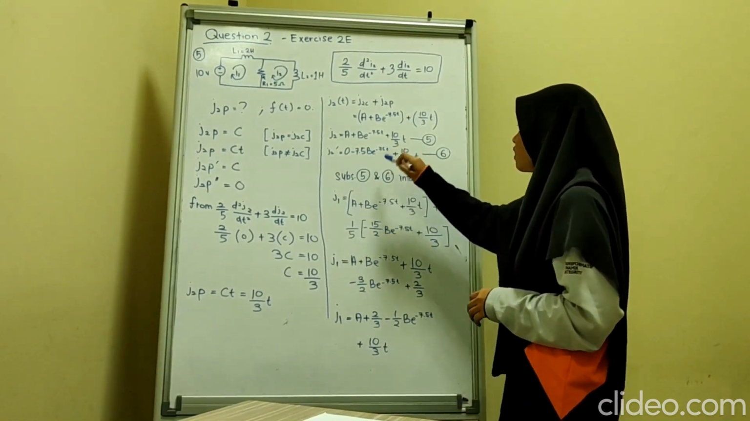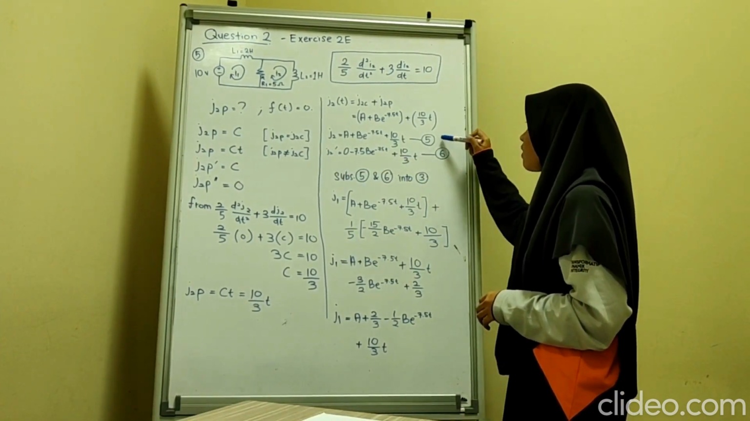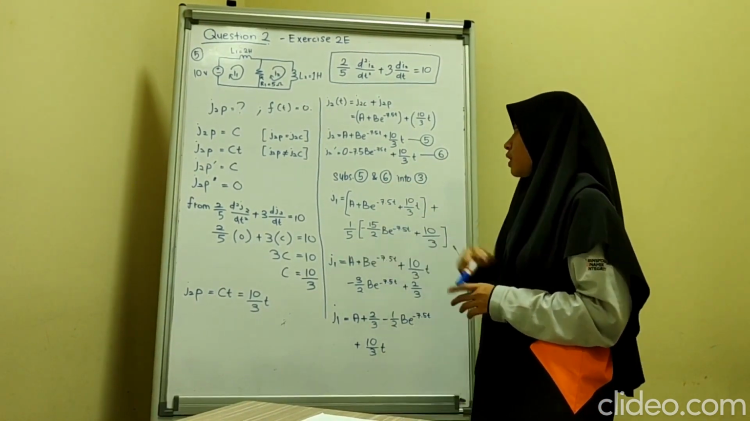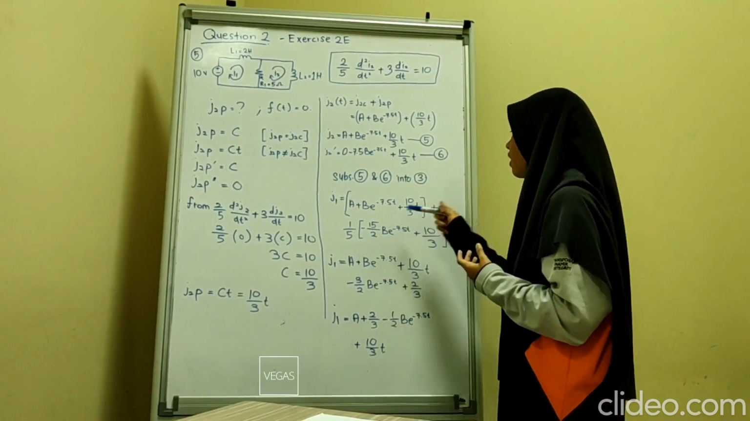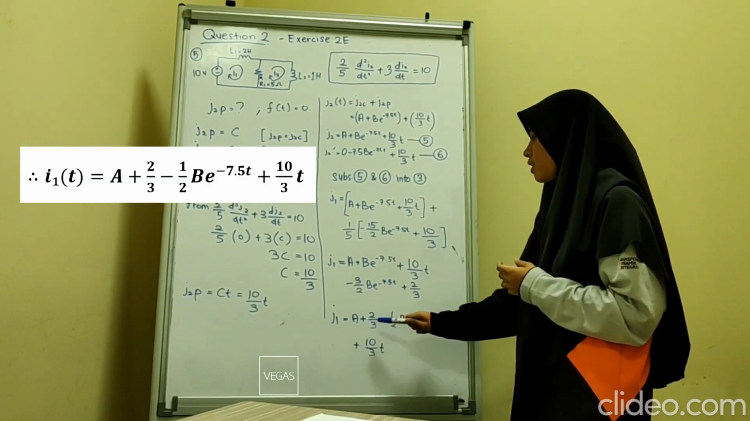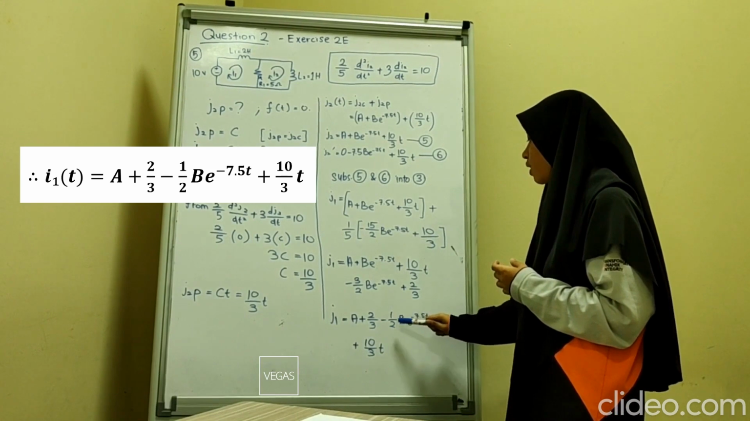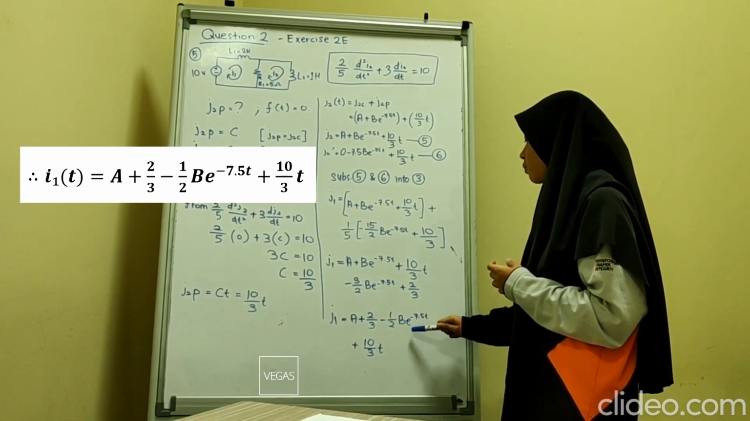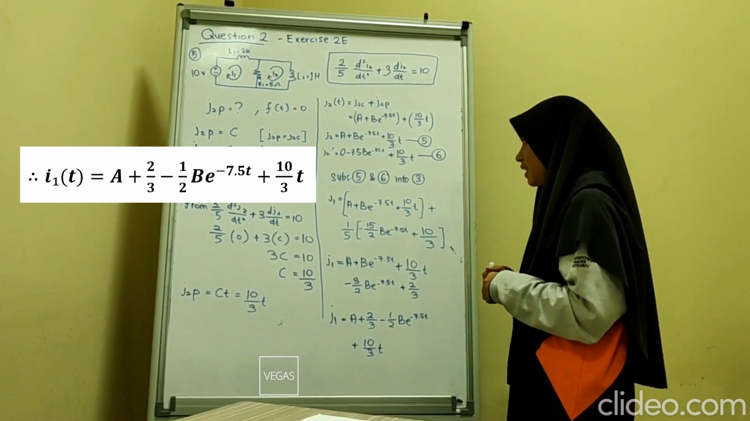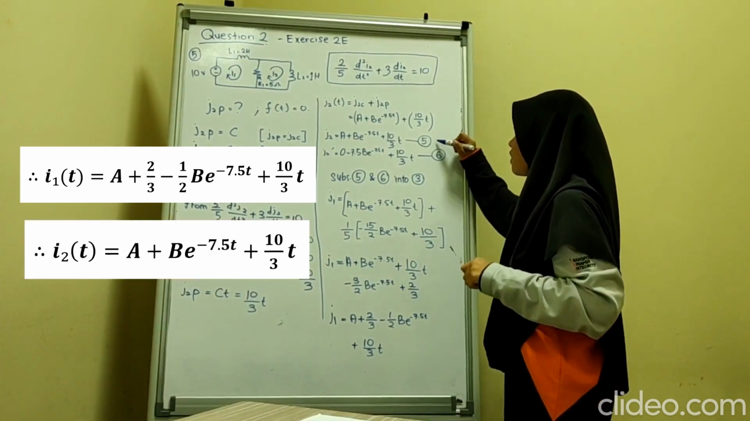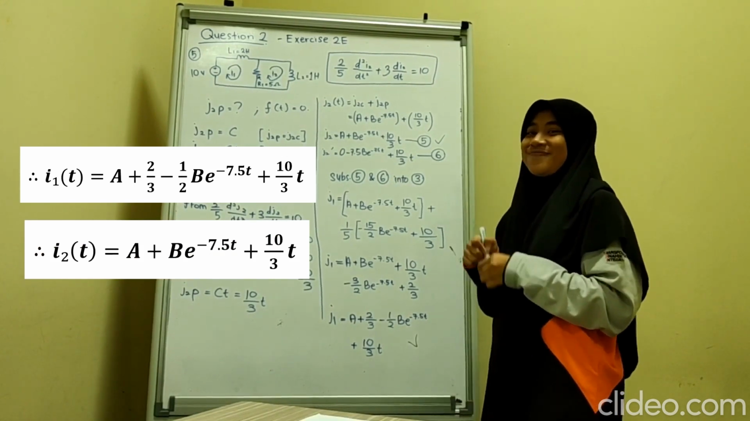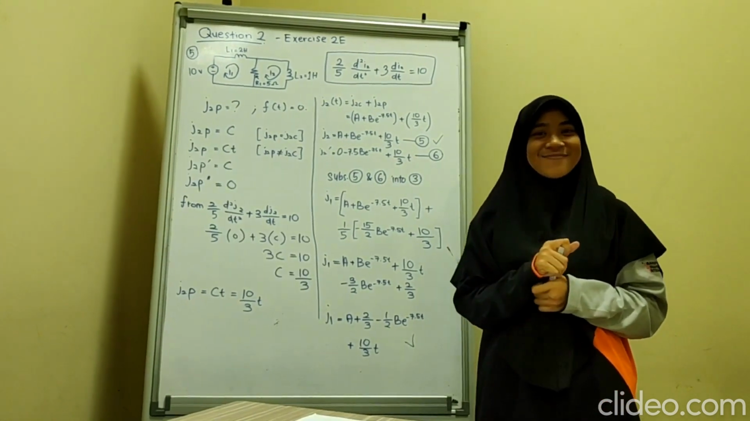And then we differentiate I2, and we have equation 5 and 6. We substitute 5 and 6 into equation 3, and we have I1 equal to A plus 2/3 minus 1/2 B e to the power of negative 7.5t plus 10/3 t. And now we have I1 and I2. That's all from me. Thank you.